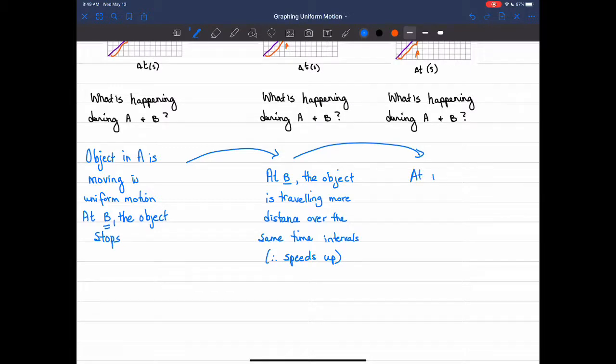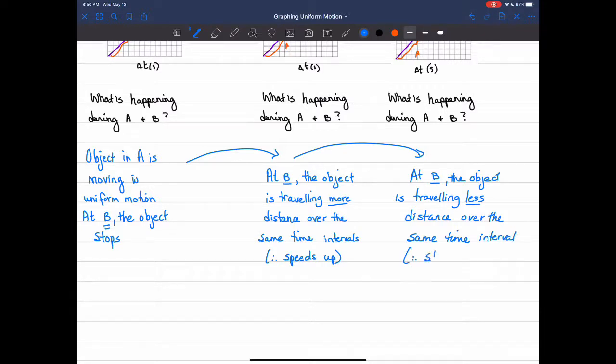So we have at B, the object is traveling less distance over the same time interval, and therefore the object slows down.